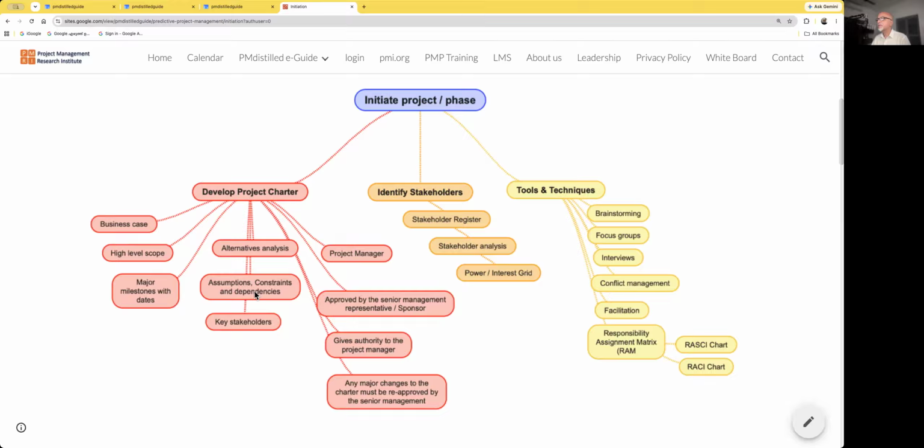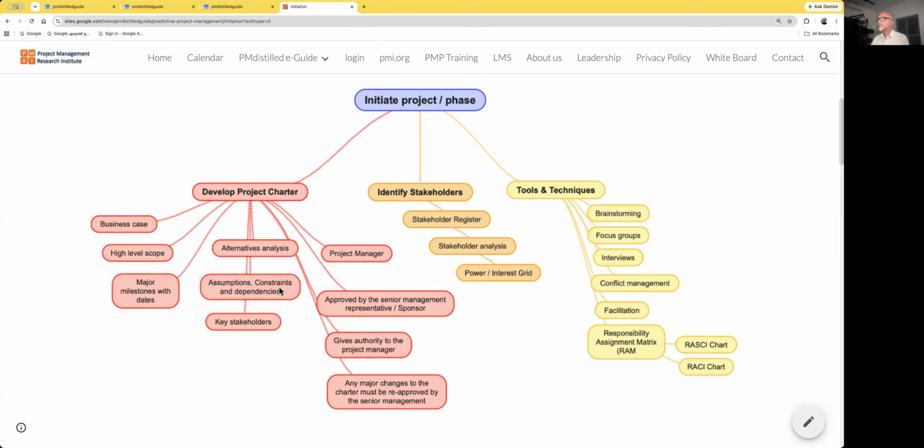Then a charter contains assumptions, constraints, and dependencies. What are the major assumptions we are making? Maybe every year, June to September, it will be raining. So that is an assumption. Another assumption is this particular place won't be affected by floods, or we have sufficient roads which are wide enough to transport the material to the project site. So these are some of the assumptions we are making. All those assumptions must be listed out in the charter.